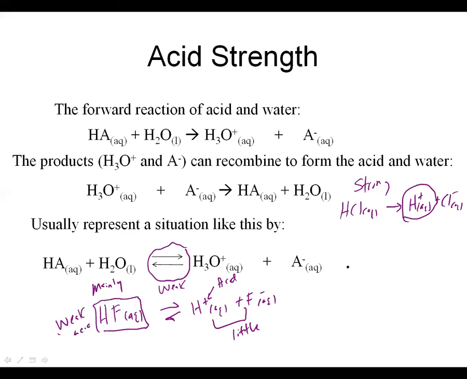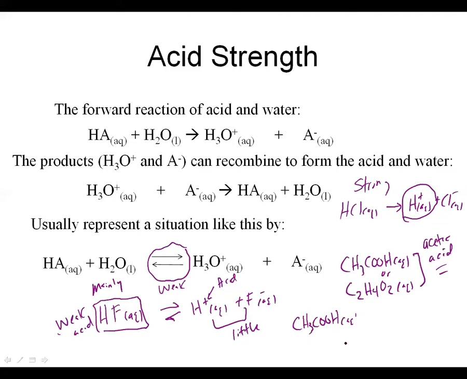Another very common weak acid is acetic acid. CH3COOH is one way acetic acid is written. Sometimes it's written C2H4O2. These are acetic acid. That's basically the acid in vinegar. And it's also a weak acid. So when it's in solution, what you mainly have is this molecule still together, but it still will break apart into H plus and acetate.